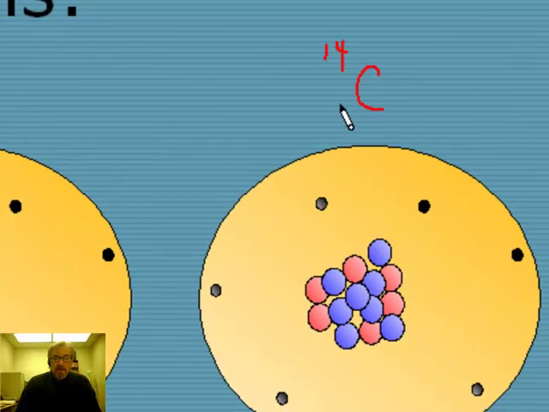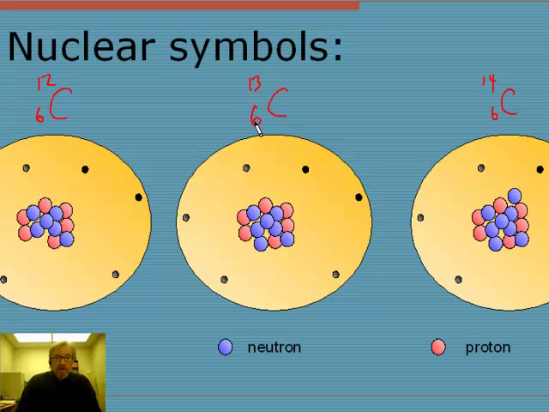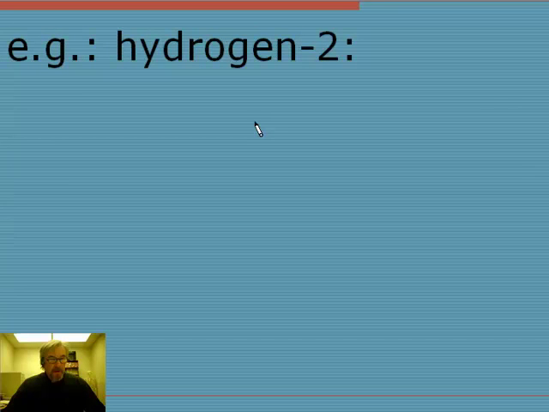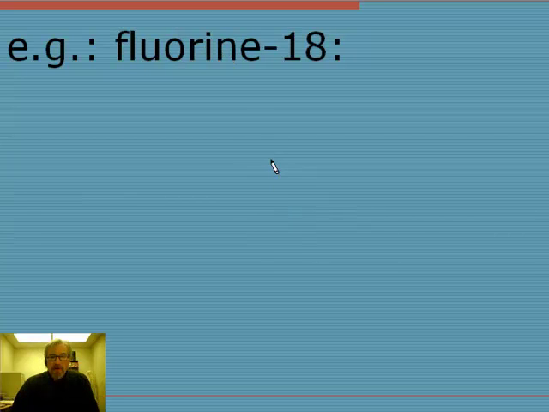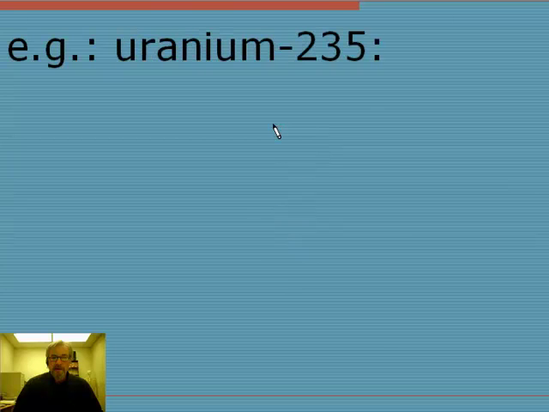Now, if we subscript the atomic number, it's always going to be 6 for carbon, so some scientists just leave off that atomic number. Here's an example, hydrogen-2. What would this be in nuclear symbols? Well, H is the symbol, atomic number 1, mass number 2. Fluorine-18: F for fluorine, subscript the atomic number, which is 9, and then superscript the 18. Not too hard to do. You try one. U for uranium, 92, because that's uranium's atomic number, and then the mass number is 235.